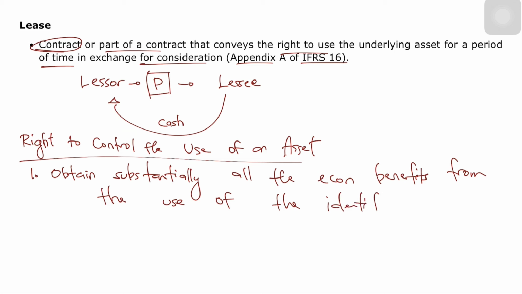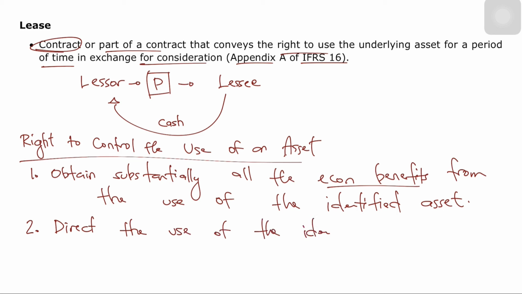Okay? So once again, the first criteria para masabi natin na yung lessee meron siyang right to control the use of an asset is that the lessee must obtain substantially all the economic benefits. Ibig sabihin, siya lang ang nagbe-benefits doon sa asset na yun. Siya lang yung gumagamit. Okay? From the use of the identified asset. Then number two, what's the number two? The lessee has the right to direct the use of the identified asset. Ibig sabihin, siya yung nagdi-decide kung papaano po yan gagamitin.